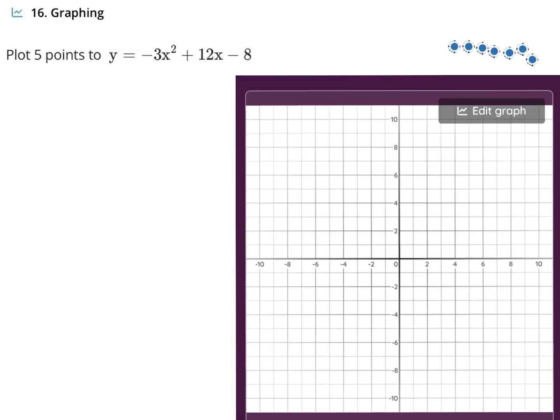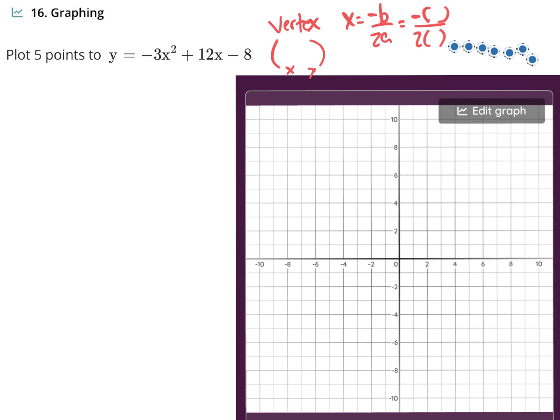So on this question, they want us to plot 5 points. We know it's opening down because the a value is negative. And let's graph it. Let's start by finding the most important point, the vertex. And the vertex is a coordinate. It's an x value and a y value. And you find the x value using the formula negative b over 2 times a. And when you use that formula, please replace it with parentheses, negative parenthesis over 2 times parenthesis.